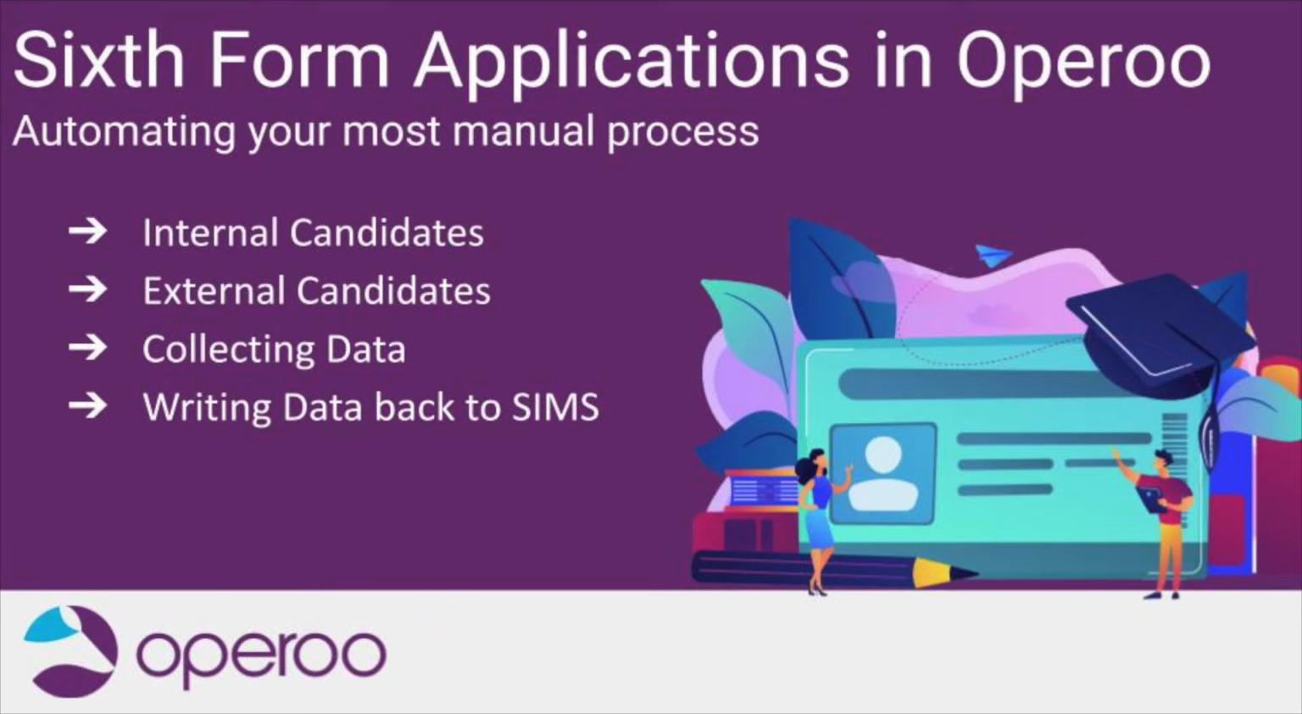In this video, I'm going to outline how this works for sixth form admissions. We're going to look at managing internal and external candidates, distributing and collecting data from those candidates or their parents, and the breadth of data which can then be automatically written back into SIMS. Everything I will show you today is customisable, and you can adapt the specific forms, workflows and processes to your school's specific requirements. Let's first focus on collecting applications and look at our internal candidates.